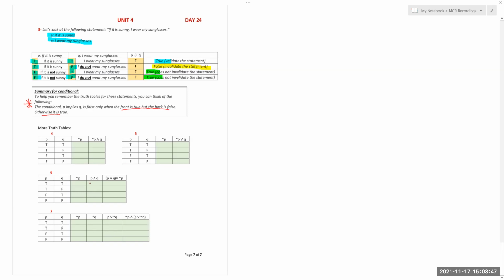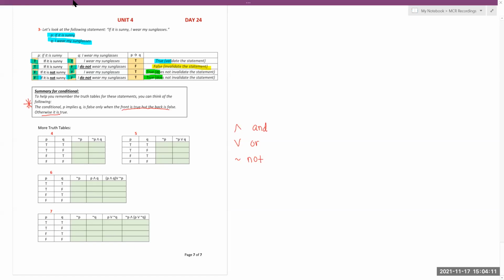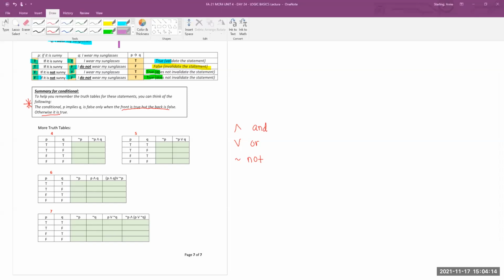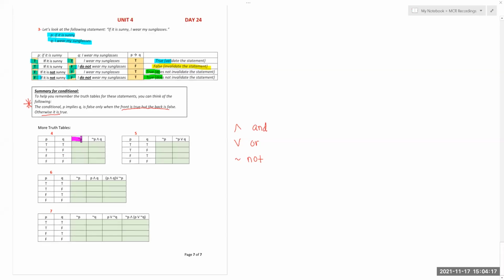So here's just a couple more to try. Go ahead and try them out. This is your symbol for and. This is your symbol for or. This is your symbol for not. And then you'll see we give you the first two columns in each. Those are just given. So what not P does? Not P negates P, meaning it flips all of its truth values. So this one goes to false, false, true, true.